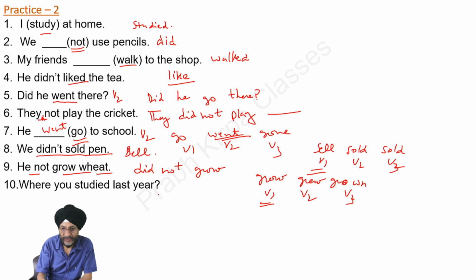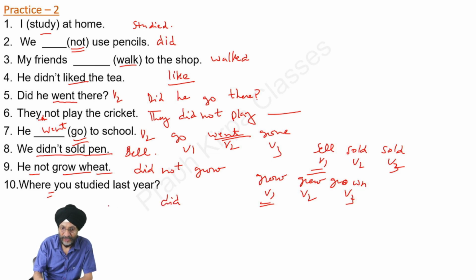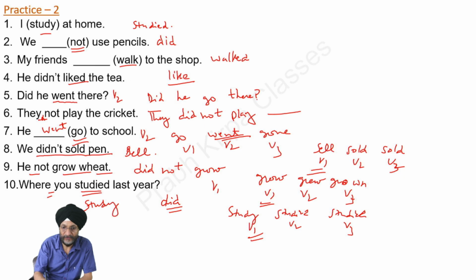Where you studied last year? You will see that in the case of an interrogative question, after the WH form, we have to use the word did. Where did you? And when you use did in the question, the verb used has to be in the first form. Study, studied, studied. This is the first form, this is the second form, this is the third form, and we have to use here the first form of the verb. Where did you study last year?